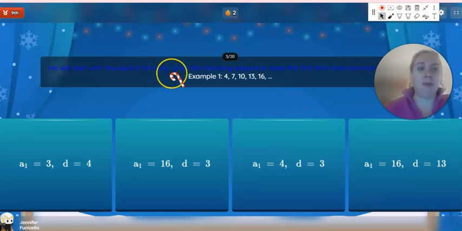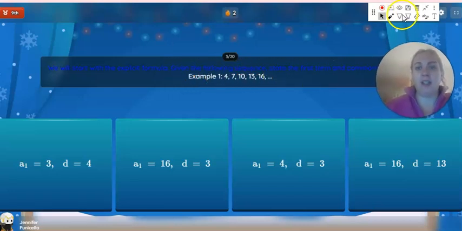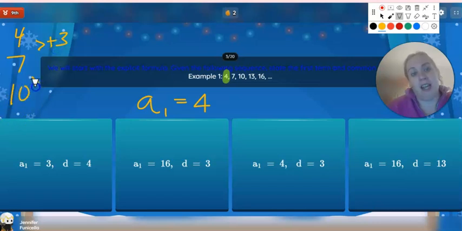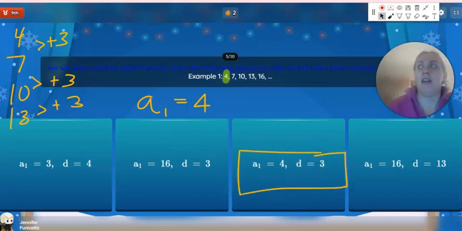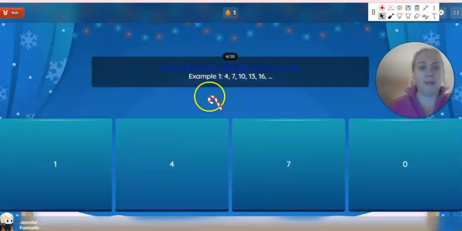We will start with an explicit formula. Given the following sequence, state the first term and the common difference. So our first term is just the first number that we see, which here is a 4. And the difference, we're going from 4 to 7, so we're adding 3. And then to 10, so yes, that is our common difference. And then to 13, adding 3 each time. So our first number is 4, and our common difference is 3. Make sure you select that, and we'll look at the next one.